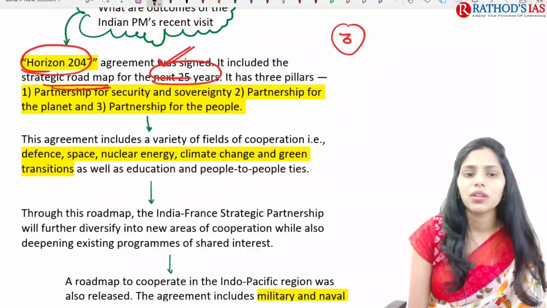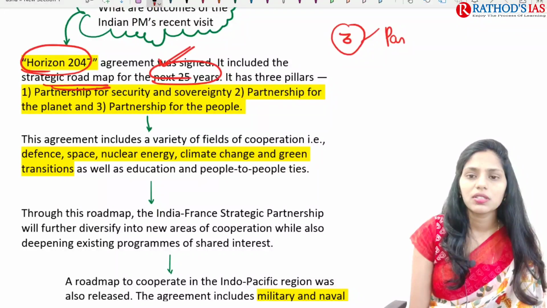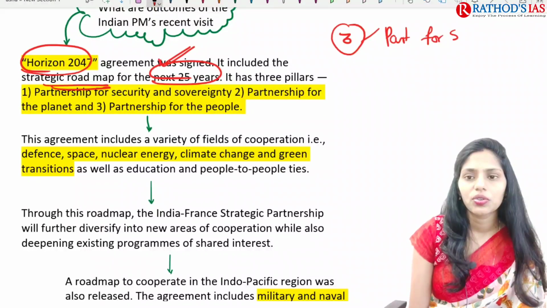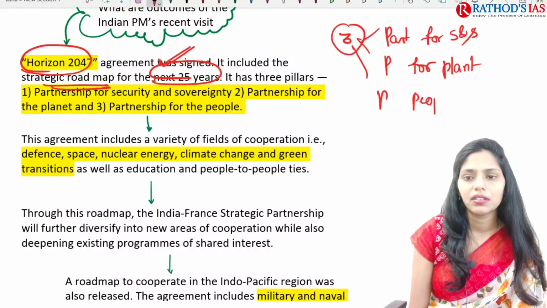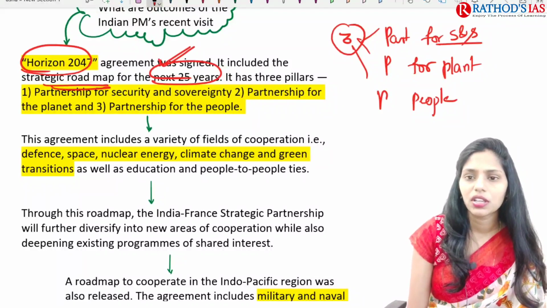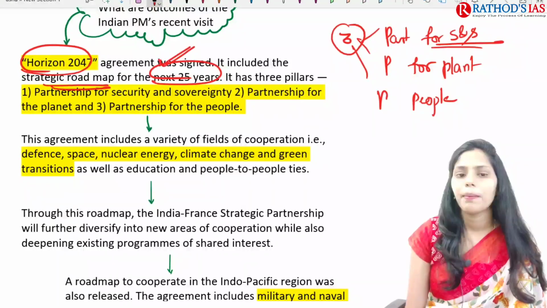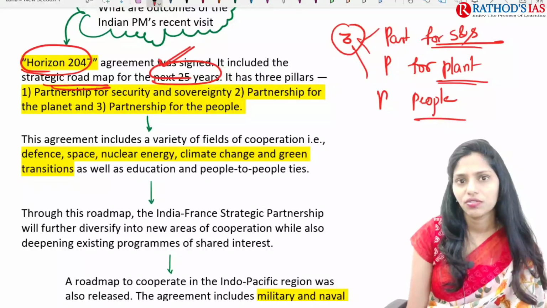it is focusing on three important pillars. First one is partnership for security and sovereignty. Next one is partnership for planet, and next one is partnership for people. Partnership for security and sovereignty, partnership for planet, and partnership for people.